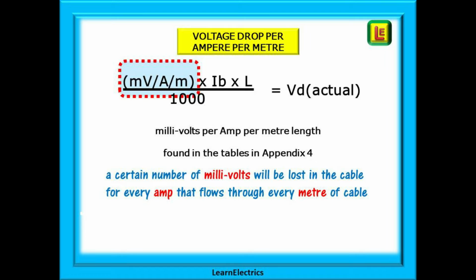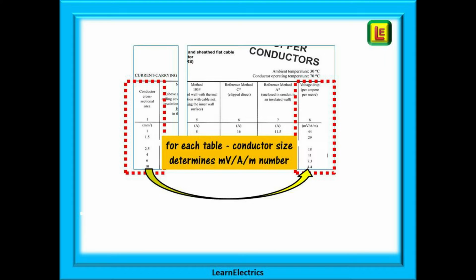Begin with this little expression, MVAM. In relation to volts drop, this means millivolts per amp per metre length, and these numbers are found in several tables in Appendix 4 of the regulations. They tell us that a certain number of millivolts will be lost in the cable for every amp that flows through every metre of cable, depending on the cable size, type of cable, etc. Finding these tables and then finding the values is where many people struggle. But don't worry, we will show you how to eliminate these tables very shortly. The values in the tables are rounded up or down to suit, but the method we are about to use will eliminate these inconsistencies and ultimately be more accurate.